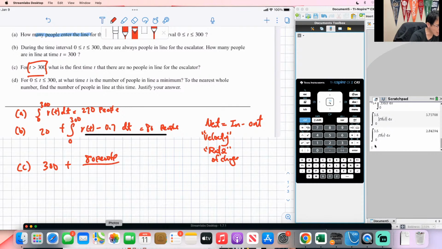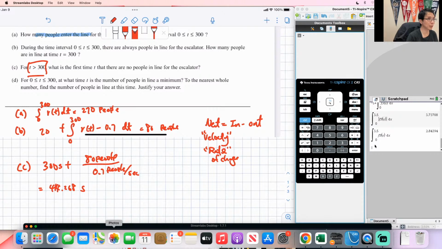And all you've got to do is divide it by the rate, which is 0.7 people per second. You can actually cancel units: people and people cancel out, and seconds move to the top. So it'll be 414.268 seconds. So that's C.